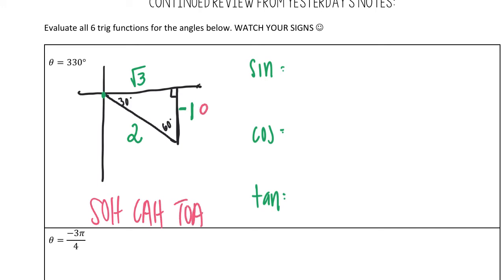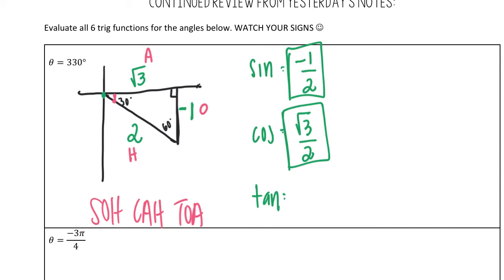If you've gotten in the habit of labeling your O, your A, and your H, remember that O, the opposite, is always the opposite of your reference angle, which is the angle that is snug close to the origin, snug close to the x-axis. Sine, you do the opposite over the hypotenuse, we get negative 1/2. Cosine, adjacent over the hypotenuse, you should get square root of 3 over 2. Tangent, we get the opposite over the adjacent, you get negative 1 over the square root of 3. Rationalize it out to get negative square root of 3 over 3.